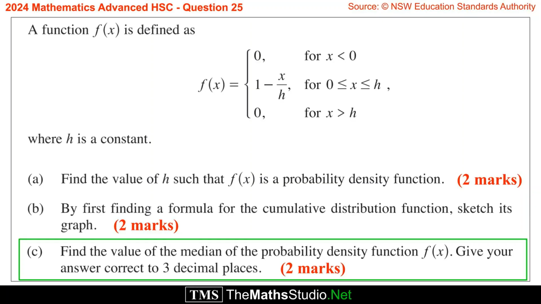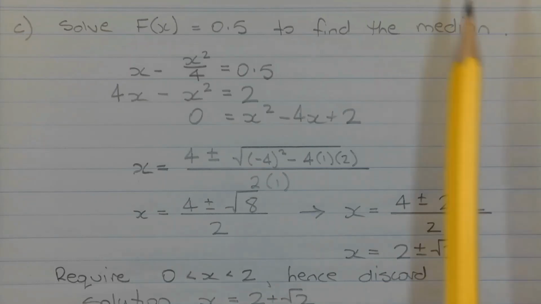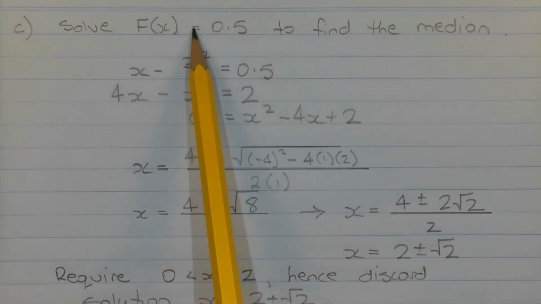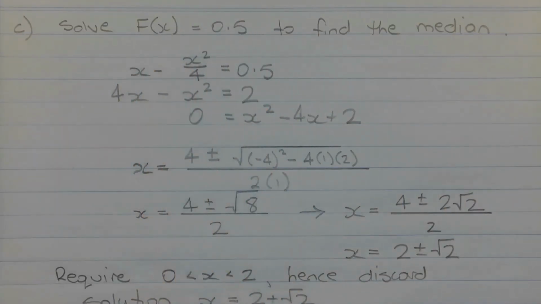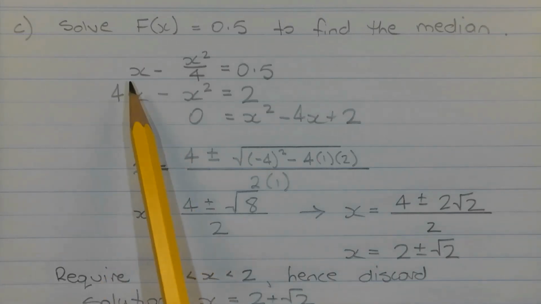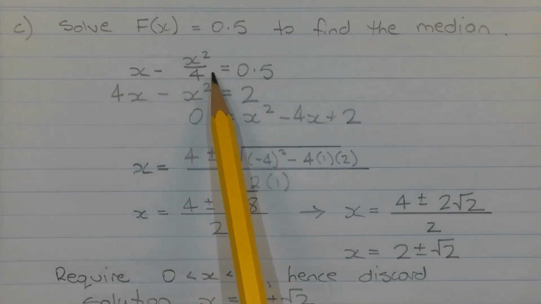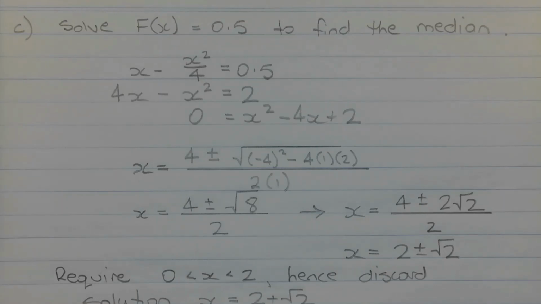Part C. Find the value of the median of the probability density function f of x. Give your answer correct to 3 decimal places. To find the median, we solve the equation capital F of x equals 0.5, where capital F of x is our cumulative distribution function that we found in part B. So x minus x squared over 4 equals 0.5.